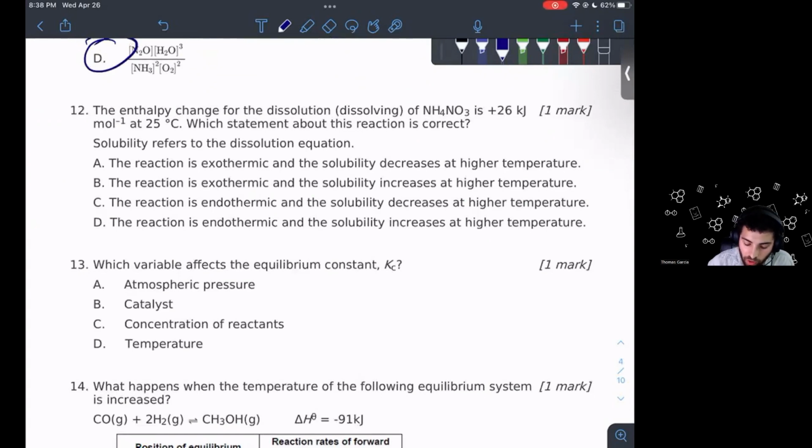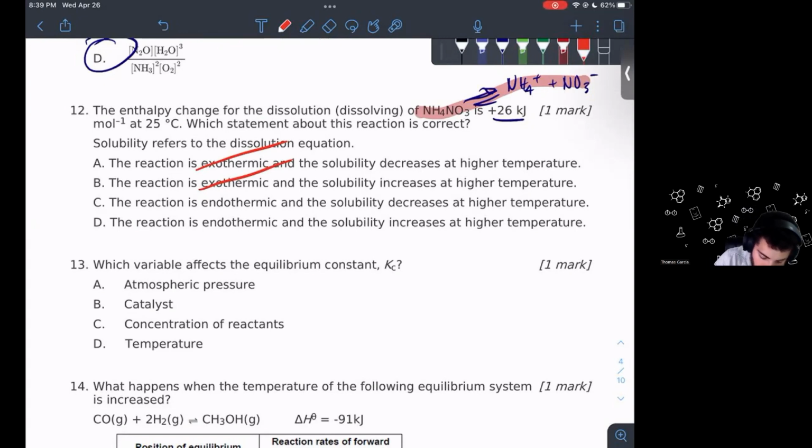All right. The enthalpy change for the dissolution, dissolving of NH4NO3. So we're assuming this reaction is this turning into its byproducts, into NH4 plus NO3 minus. So that is our forward-backwards reaction, is positive. Which statement about this reaction is correct? And we get a little hint. Solubility refers to the dissolution equation, which is what I drew right up here. So the reaction is exothermic. Well, we know this reaction's endothermic, so A and B are automatically impossible choices.